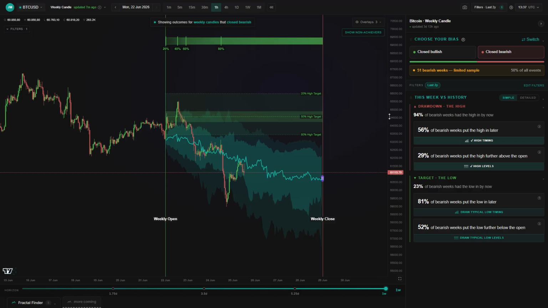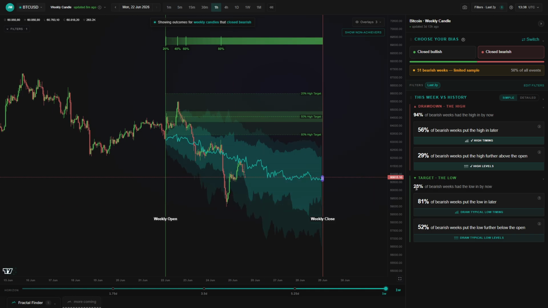We can see that 94% of bearish weeks had the high in by now, which means very, very low probability to take out the high and then still to close the week bearish. We are expecting to close the week bearish. These metrics have remained the same throughout the entire week because this high hasn't changed. Same goes for these two metrics. They are based on the timing and level of this low right there. They do not update in real time. They only update once we form a new low.